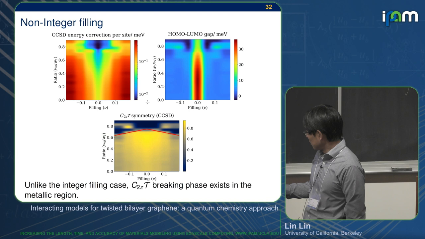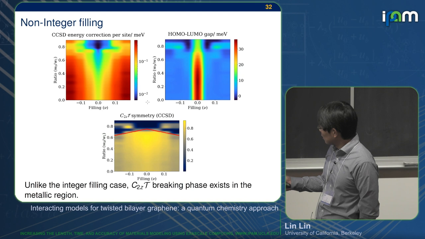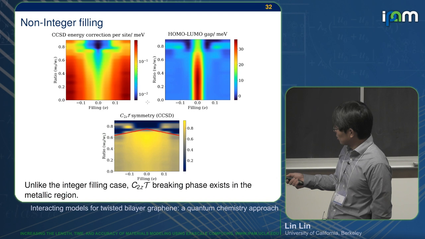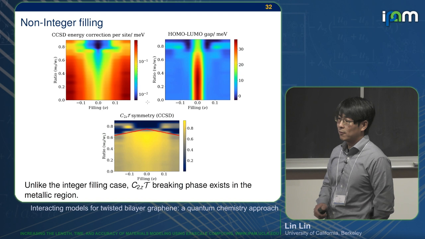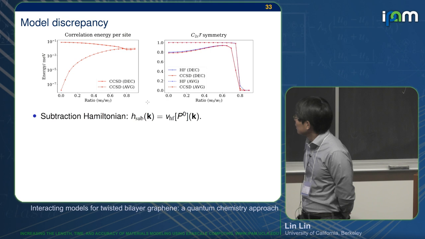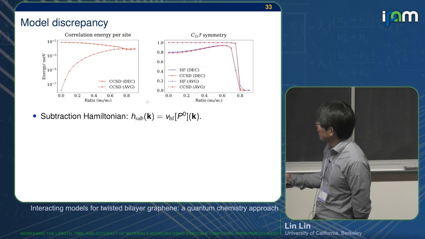And also, for the C2ZT symmetry breaking, there is still a phase transition here, but if you further increase kappa, W0 over W1, this C2ZT order parameter will plunge to zero. And we expect that eventually there is a sort of phase transition as nu goes to zero. So unlike the integer filling case, the C2ZT broken phase can coexist in the metallic region. Here is the model discrepancy I mentioned again. If you look at the behavior of the correlation energy of the different subtraction schemes, they do look different.